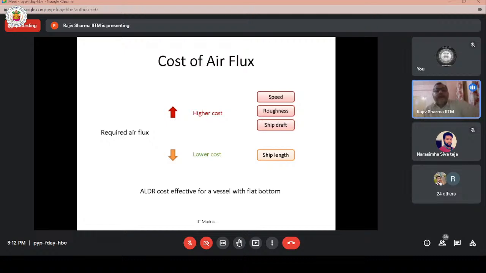So the ALDR concept is effective with vessels which have a flat bottom. That means the structure at the bottom doesn't have curvature. Because if you have curvature, then you will have boundary layer separation. In that case, the bubble will not remain close to the surface or stick to the surface. The surface will not be covered with the gas. In that case, it will have a tendency to move away from the bottom.